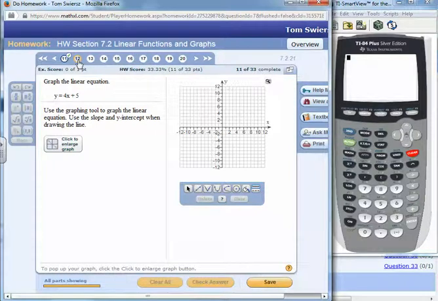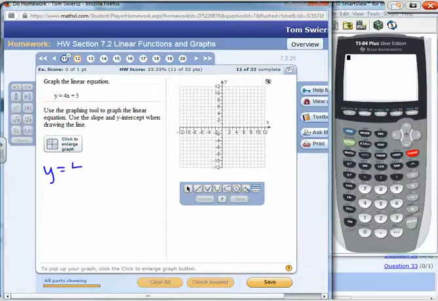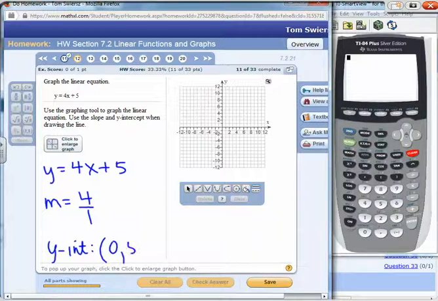All right, now, for number 12, use the graphing tool to graph the linear equation. Use the slope and the y-intercept when drawing the line. Okay, y equals 4x plus 5. What have we been learning? The slope is 4, or 4 over 1, and the y-intercept is when x is 0, y is 5, positive 5.